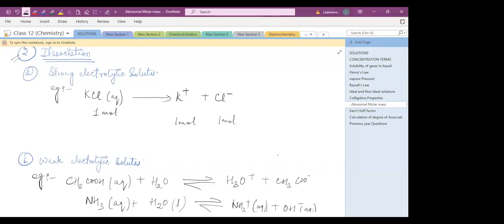One to two topics are left: the Van 't Hoff factor and how to calculate the degree of association or dissociation. We will do this in the next class. In the next class, we will complete this chapter and we will practice questions. If you have any doubt, ask your doubt in the next class. Basically, we will practice more and more questions in that session, because only one to two topics are left. They are very small topics.